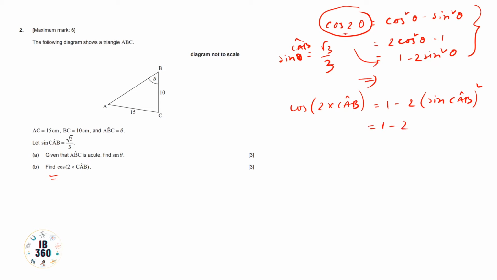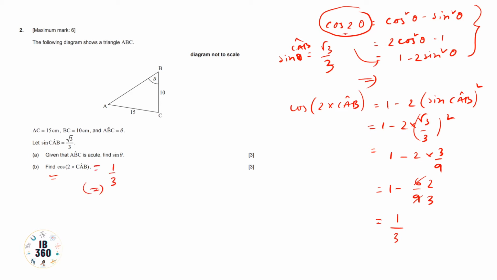So 1 minus 2 into, the value is root 3 by 3, whole square, so equals to 1 minus 2 into 3 by 9, which equals 1 minus 6 by 9. So the value is 1 by 3. So the value of cos 2 into angle CAB will be 1 by 3.